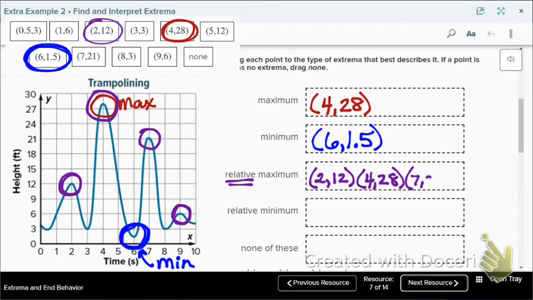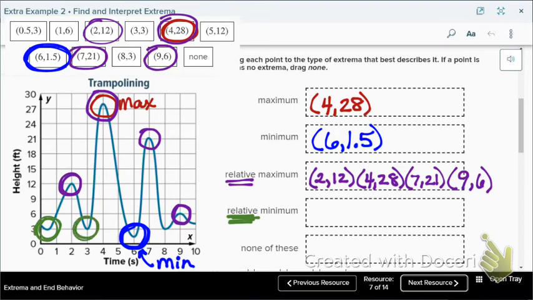721 and 96. So we have 4 of them there. 721 and 96. Relative minimums. Are there any? How many? 4. We've got 1 here, 1 here, this guy, and 1 here.